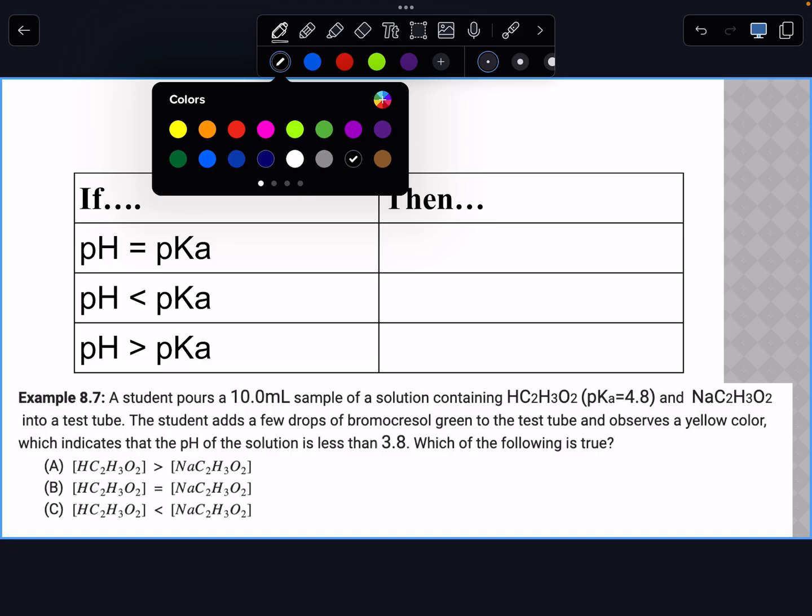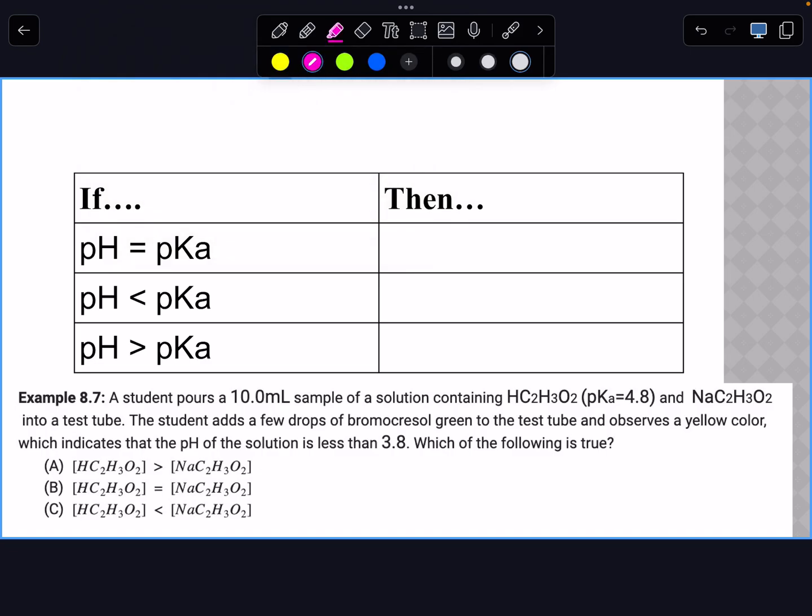Yeah, so for those that haven't ever learned logs yet, if you plug in log of 1 in your calculator, you get 0. So if my ratio here is the same, that must mean that the amount of A minus floating around is the same as the HA, because that's how the fraction would be 1. Because the log of 1 would be 0, and so then the pH would simply equal the pKa.